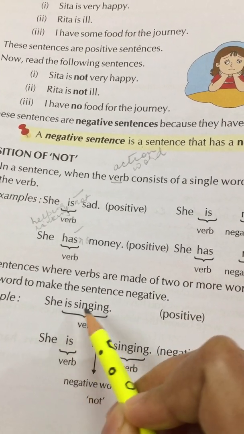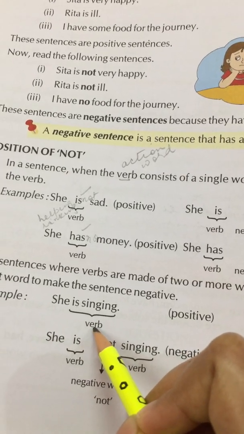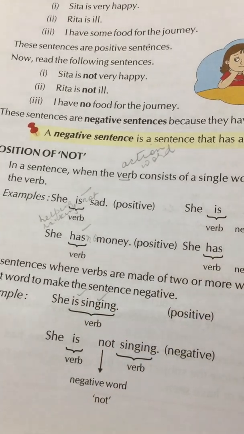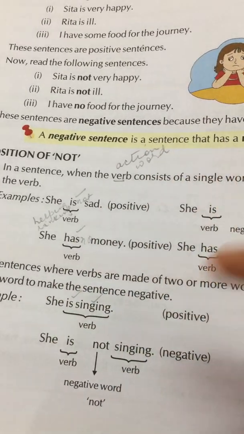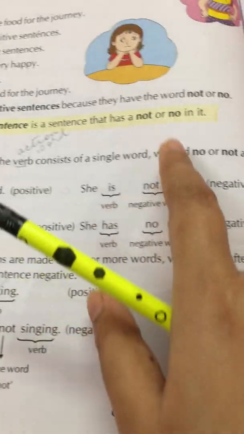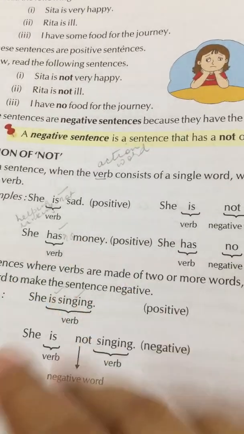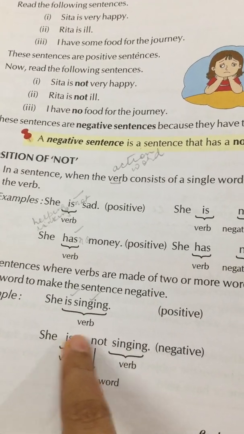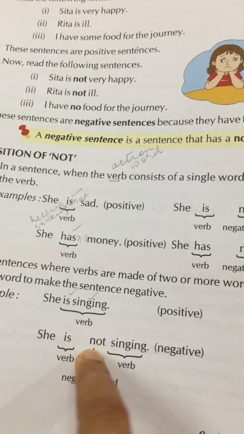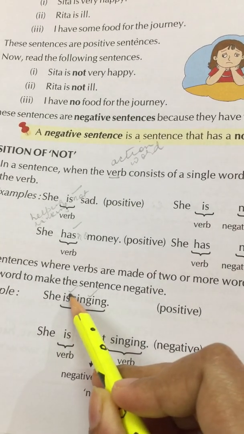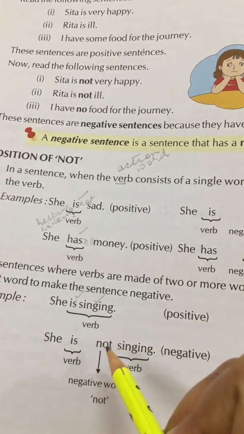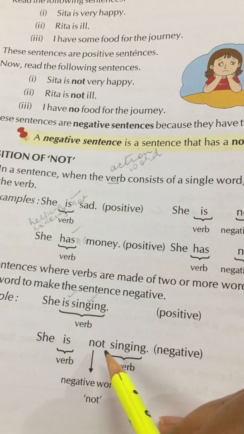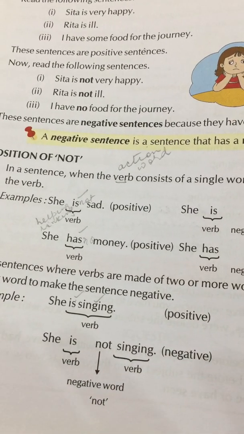Here, is singing is the verb. And this verb contains how many words? 2 words, is and singing. Alright, so how will we make it negative? This is a positive sentence. It does not have the word no or not. We will put the negative word just after the first verb. This is the first verb, na? So we will put the negative word not just after the first verb. She is not singing. Now it has become negative.